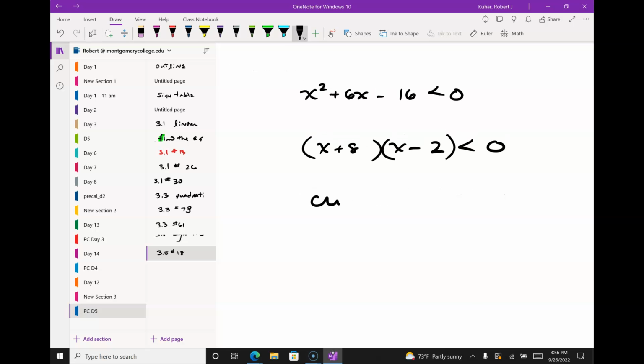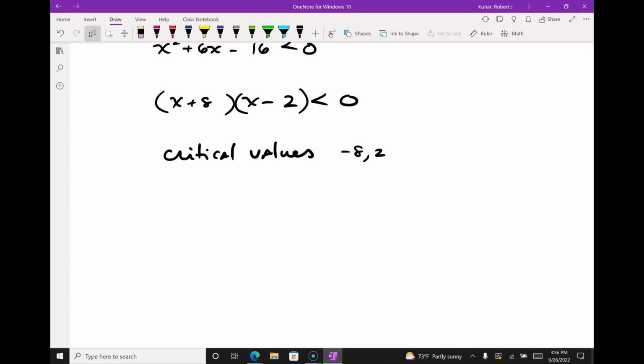I see my criticals as what? Negative 8 and positive 2, right? Yes, you with me there? It's when the function equals 0, or when the numerator equals 0, or the denominator equals 0. There's only a numerator in this one. So I want to set up my number line in order with negative 8 and 2, and notice that I can't use those values. Why can't I use those values? Yeah, that's when it's equal to 0, right? And I want it less than 0.